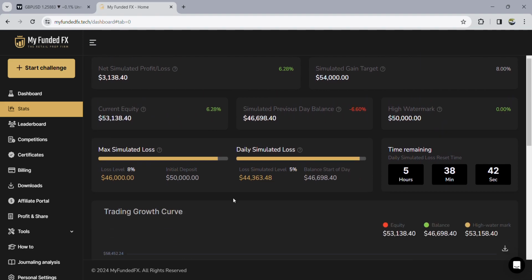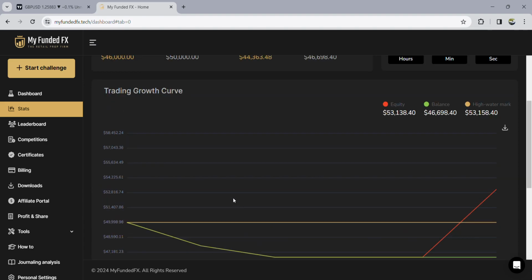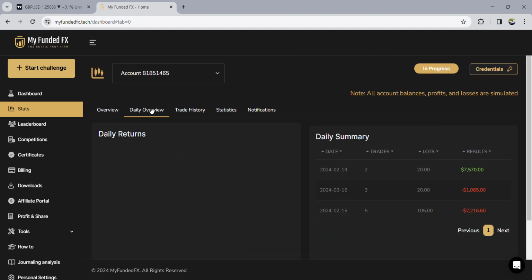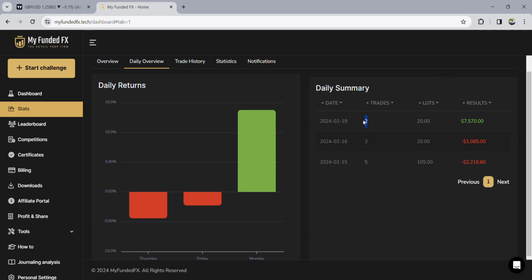Okay, the 3 days took how many trades? Let's go back. Daily overview. So I took 3 trades, 2 trades, and 5 trades. And you guys see 105 lots, 20 lots, 20 lots. So I'm not trading really big stop losses. That's why you have this 20 lots, 105 lots. Like you'll see, I took 5 trades. I think I lost all 5. Yeah, I lost all 5. 3 trades, I lost 2 and 1 was break even, but I still lost that one because of spread and commission.